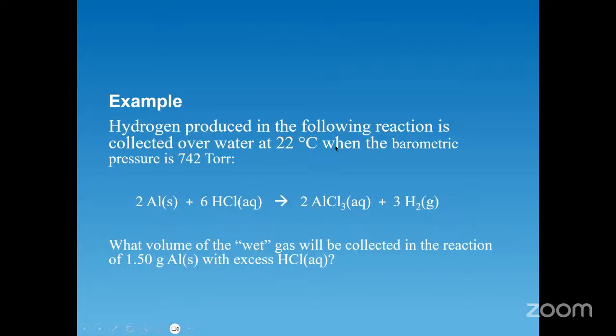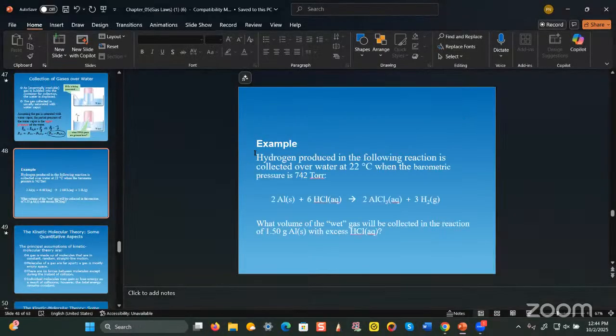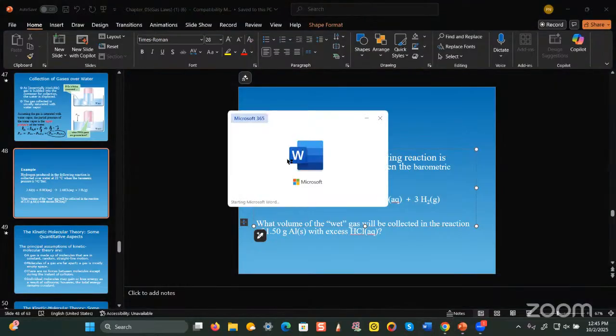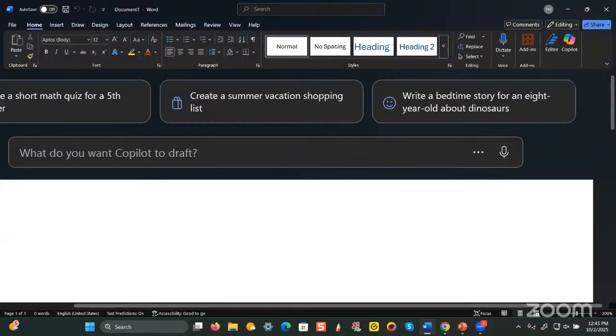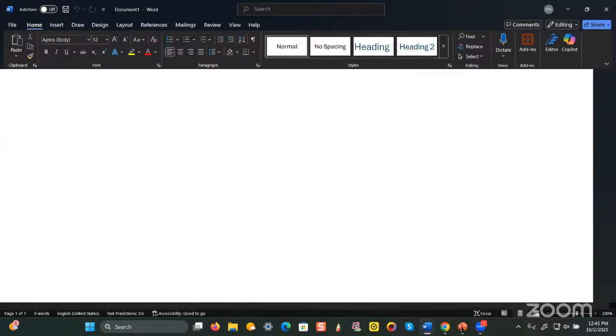Let me see here. Okay, I'm gonna need some space, so what I'm gonna do is copy and paste this onto a Word document. Try again.